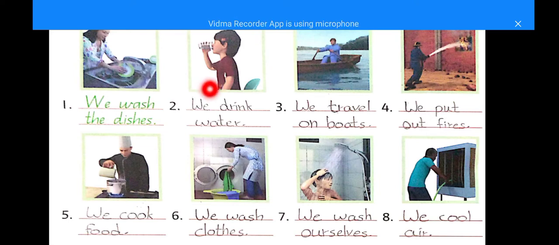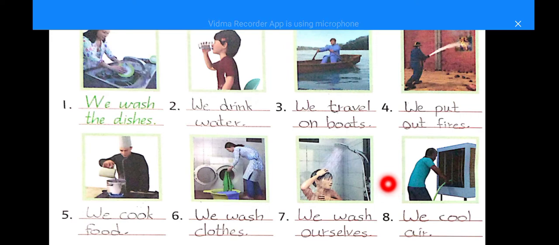As here we have written that we drink water for number 2. Number 3 is here that we travel on boats. And number 4 is that we put out fires. And number 5 is that we cook food. Number 6, we wash clothes. And number 7 is we wash ourselves. And the last one, we cool air.